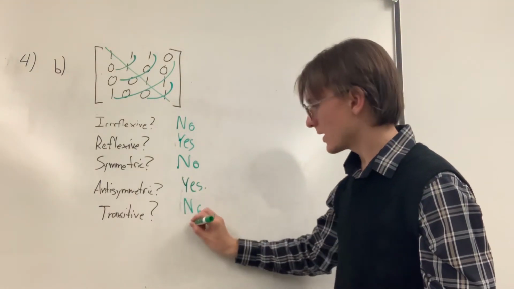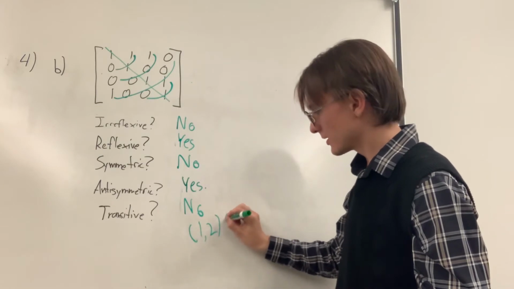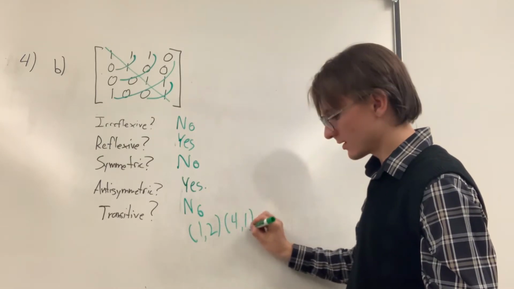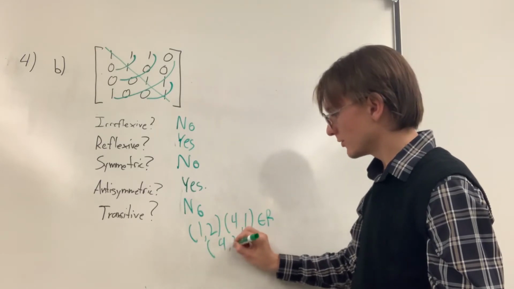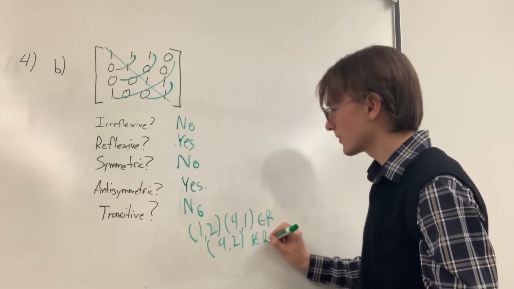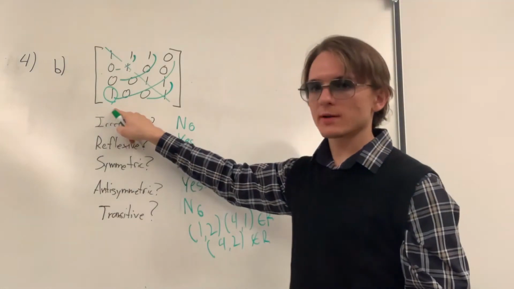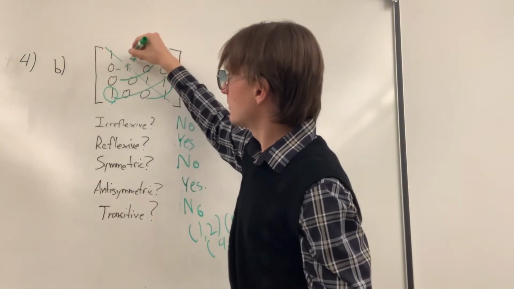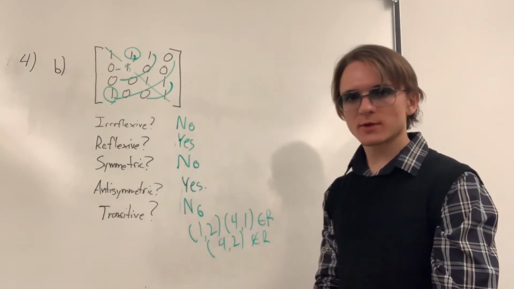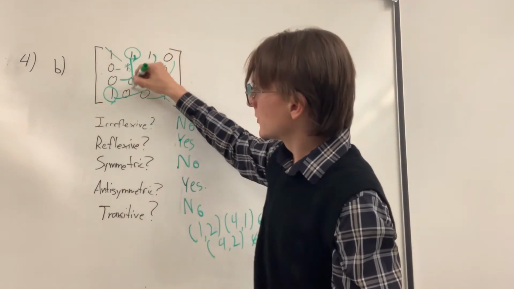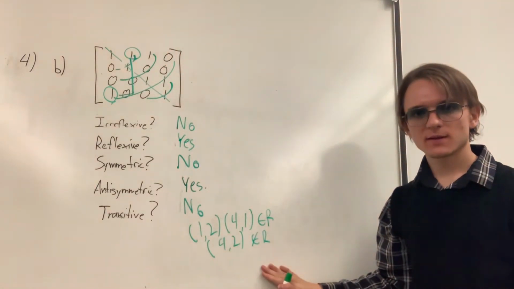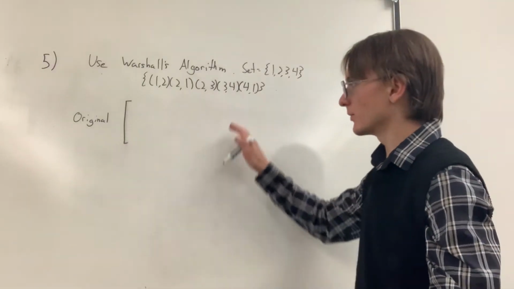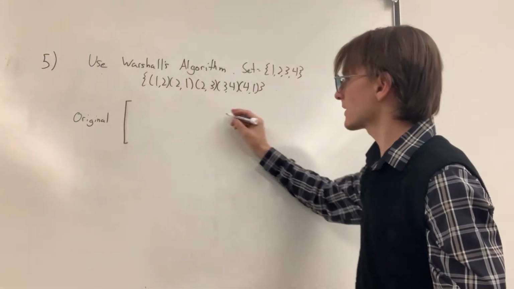No. We have (1,2) and (4,1) both in the relationship, but (4,2) is not in the relationship. In other words, (4,1) and (1,2) are both in the relationship, but their composite is missing, so it is not transitive.